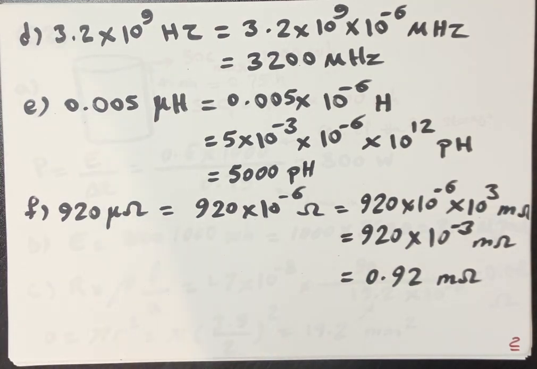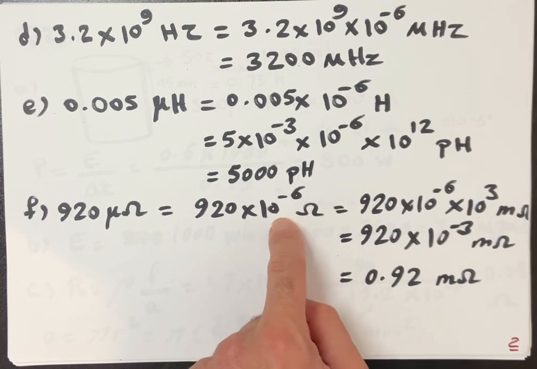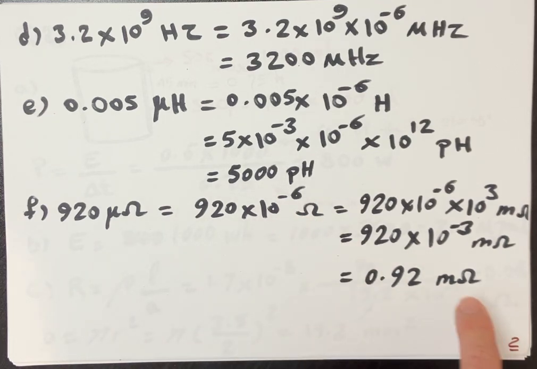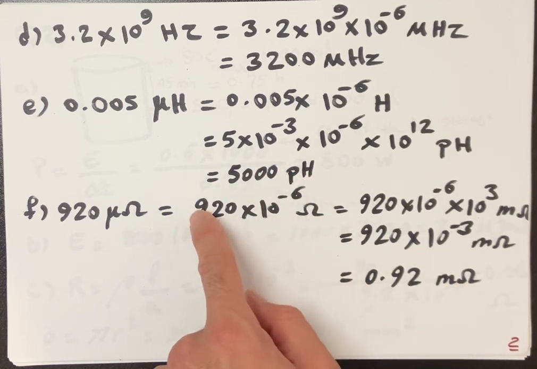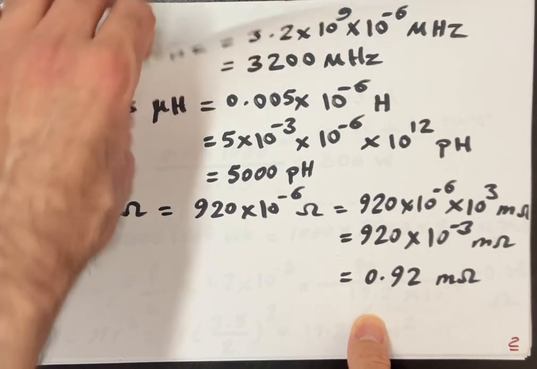And the last one, 920 micro ohm. Micro is 10 to the power negative 6. In the question, we need to make it milli ohm. So it's like you multiply this by the inverse of milli, which is 10 to the power 3, or 1,000.